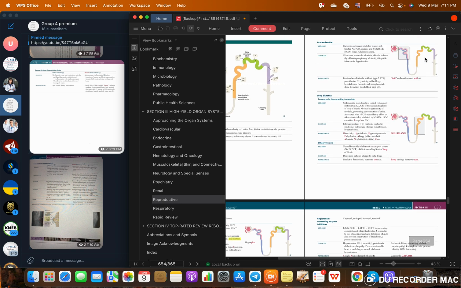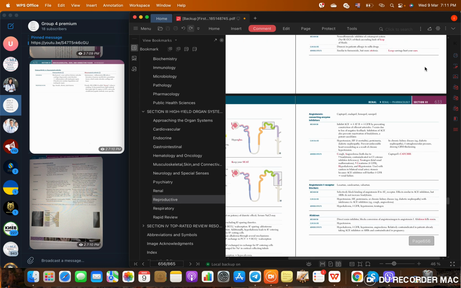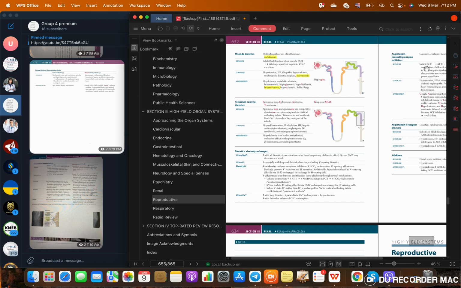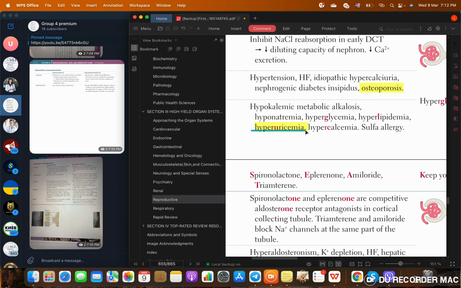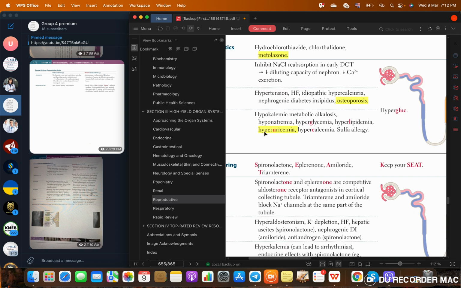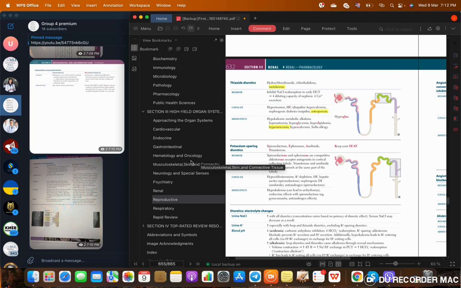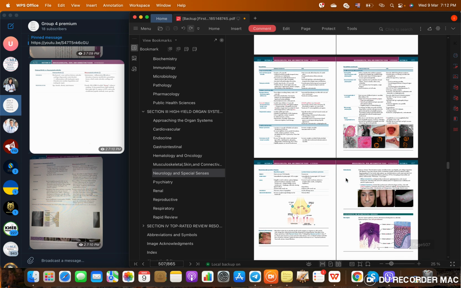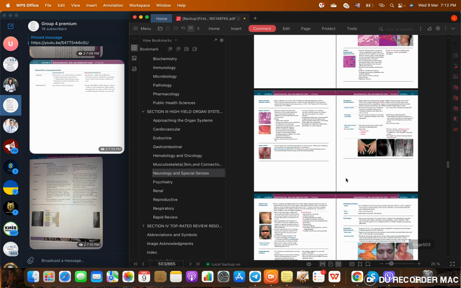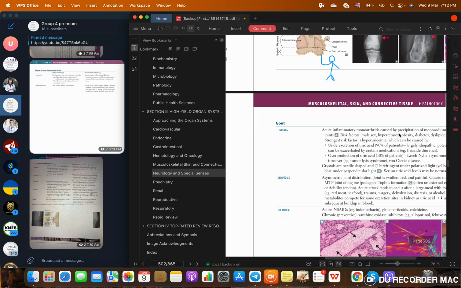So let's take a look at the hyper-GLUC. The hyper-GLUC include hyperglycemia, hyperlipidemia, and hyperuricemia. Hyperuricemia is another way of saying increased uric acid. Okay. The next thing is going to be diarrhea.